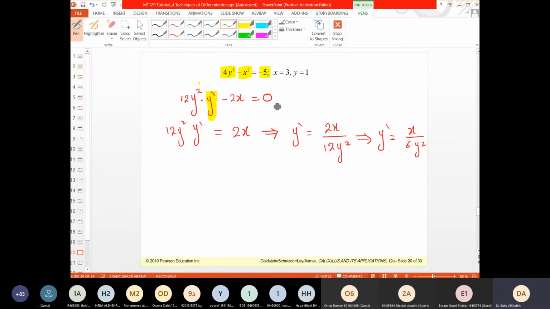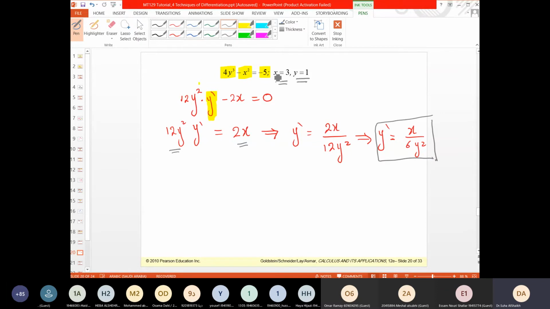So I moved the 2x to the right, it became 2x. I divide by 12y square, so I will have 2x over 12y square. I can simplify it to be x over 6y square. I'm not done because they give me 2 points.